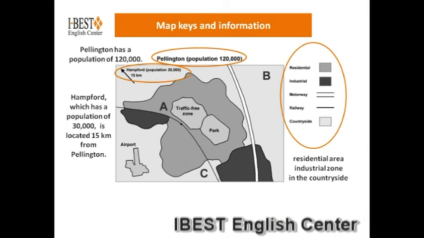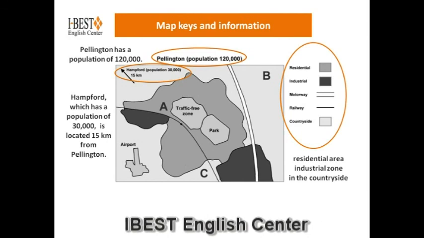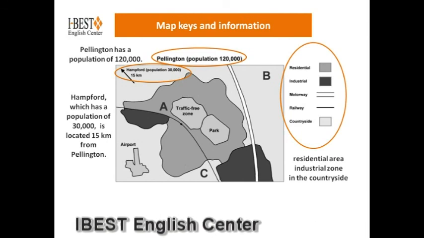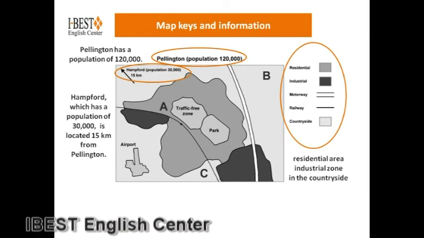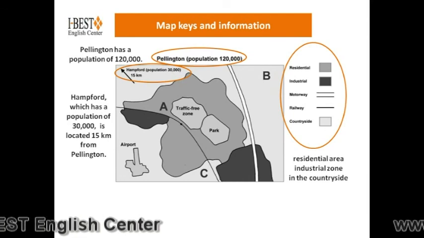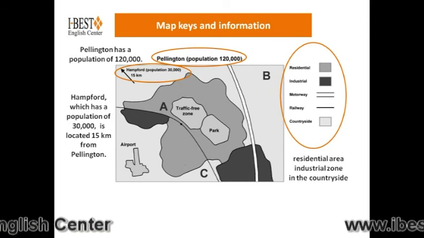However, if you're going to use a clause, please don't forget to have the correct punctuation. Hamford, comma, which has a population of 30,000, comma, is located 15 kilometres from Pellington.